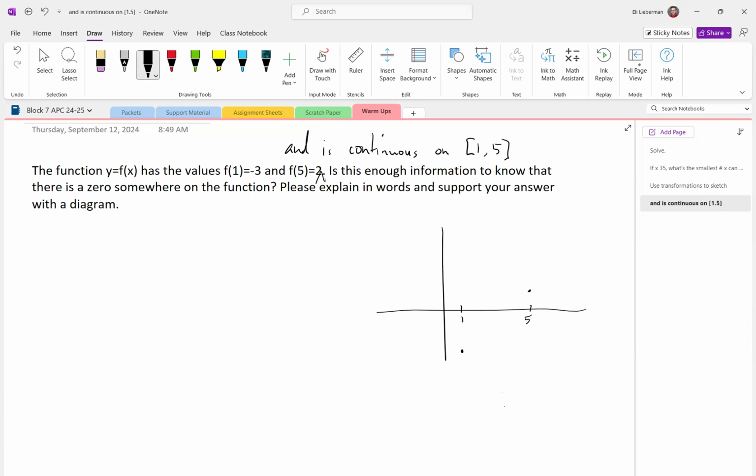Do we know where that 0 is? We don't know exactly, but we know that it would be in between 1 and 5. Is there only one 0? There could be more, right? How many could there be? There could be infinitely many. But if we could maybe imagine three, it's just something like this. If it's continuous on that interval, then because one value is below the 0 and the other is above, it's somewhere on there. There is at least one 0. So if it were continuous.